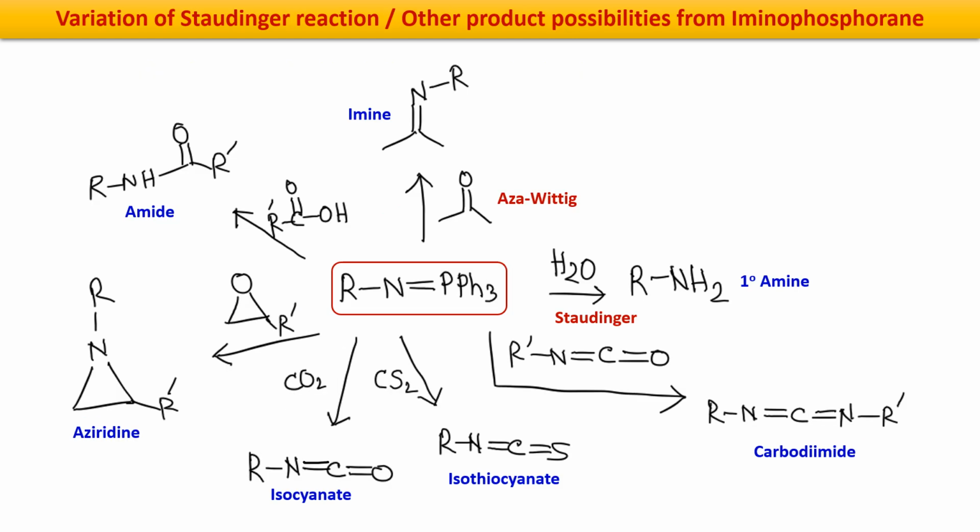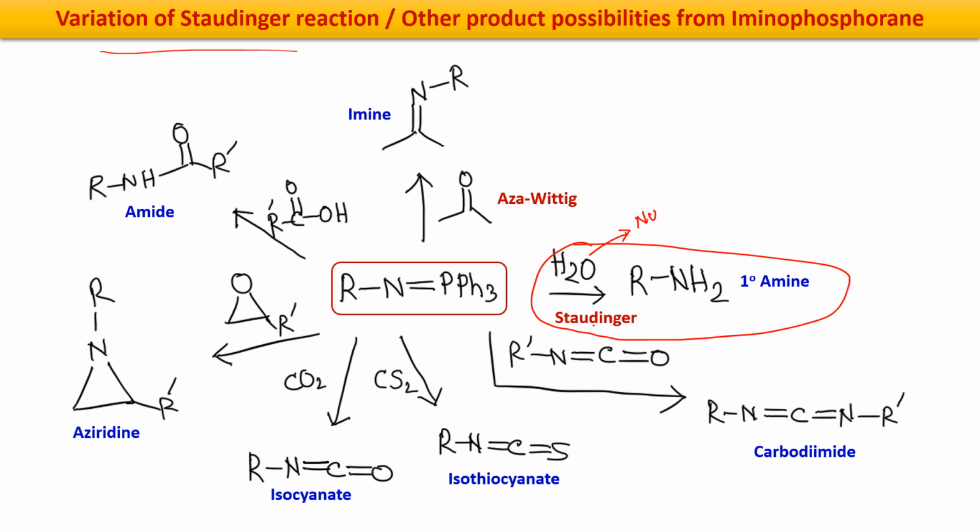Next we will see what can be the different types of variation for this Staudinger reaction, or you can say other product possibilities from the iminophosphorane. So see, at the middle point you can see the iminophosphorane. Now I will request you, don't just randomly look at any molecule, just follow my cursor. Okay. So if you look at this part, it is the normal Staudinger reaction that we have just seen. How you hydrolyze the iminophosphorane and you get RNH2. So in this case, water molecule is basically acting as nucleophile because it is attacking the phosphorus of PPh3.